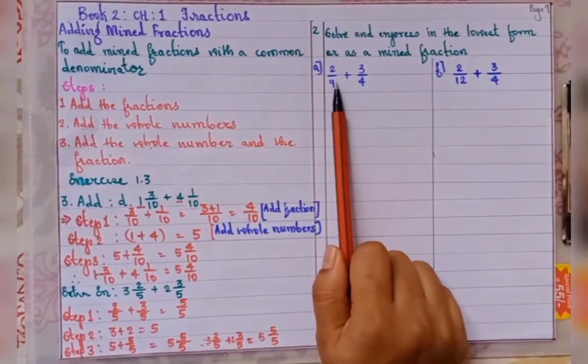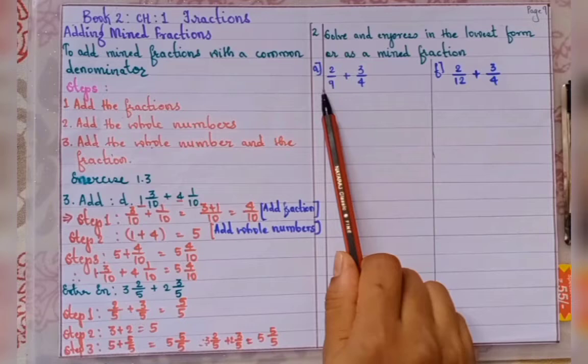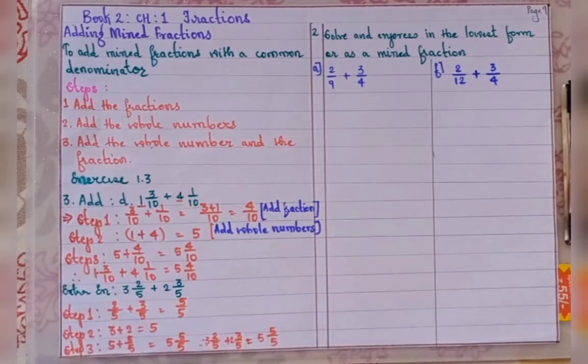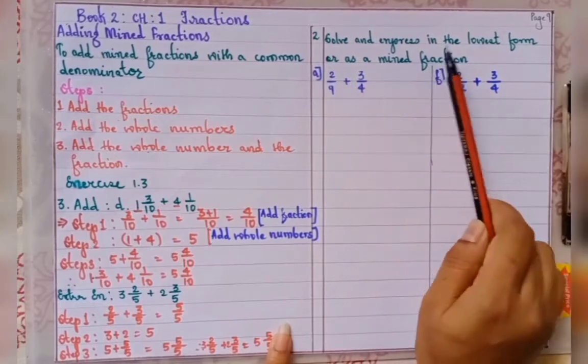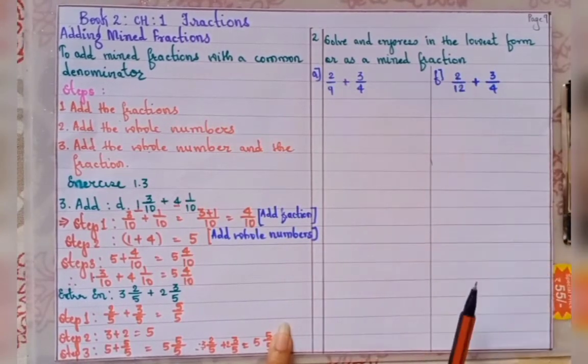Our first question, 2 upon 9 plus 3 by 4. These are unlike fractions. So first let's take out the LCM. Solve and express in the lowest form or as a mixed fraction.